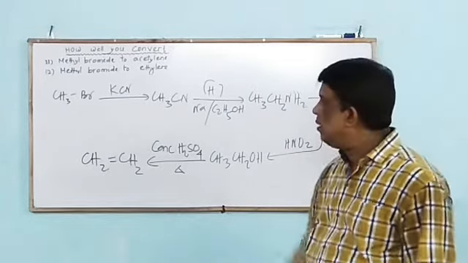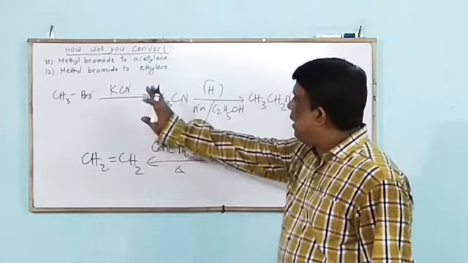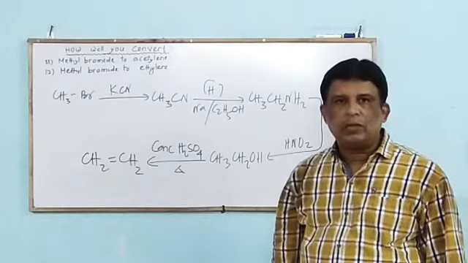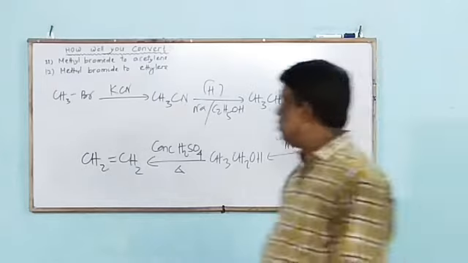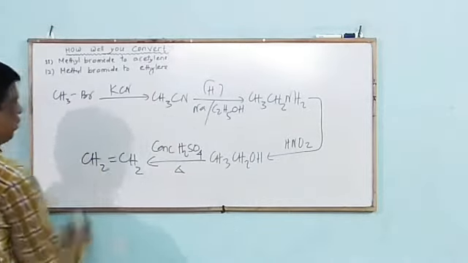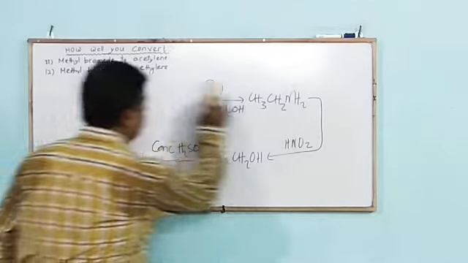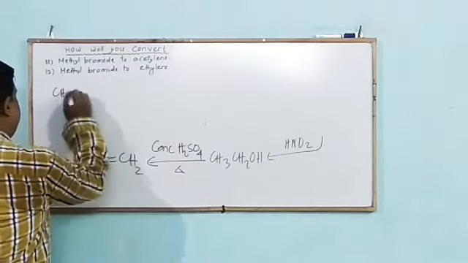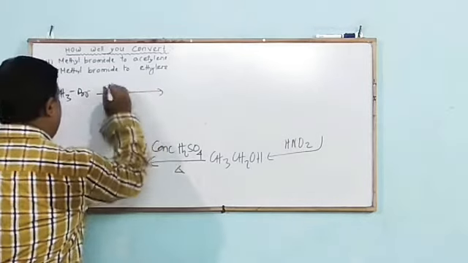Mark the last one. Methyl bromide to acetylene. Mark that. In this step, we switch over to methyl bromide to ethylene, the same one as above.